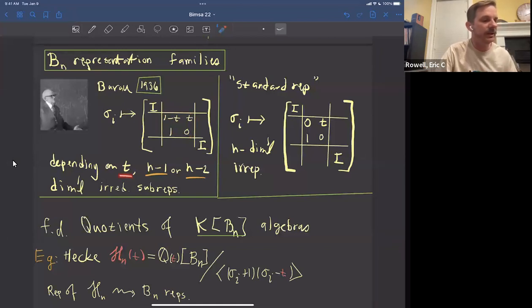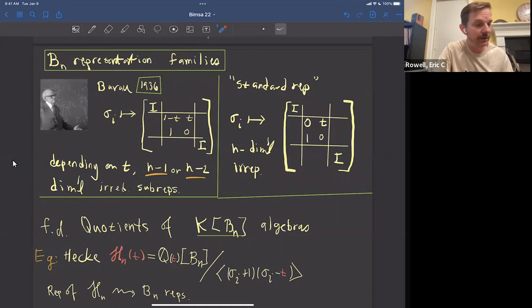Depending on the value of t, which you can take to be a complex number, the representation is never irreducible, but the maximal irreducible sub-representation could be of dimension n-1 or n-2. It just depends on whether t is a root of unity of order n or something like this. But anyway, these are famous representations. Similarly, you can define the standard representation, which is given by sending the generators to this matrix. So this is an n-dimensional representation.